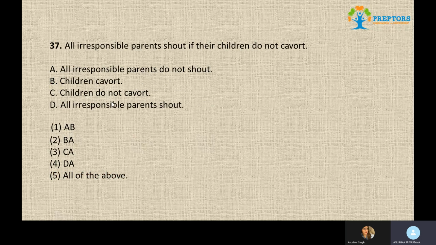Irresponsible parents shout if their children do not cavort. The cause is children not cavorting. And if they don't cavort, what happens is parents shout. So all irresponsible parents do not shout. When they do not shout, it means children cavort. So my answer is A, B in that order.